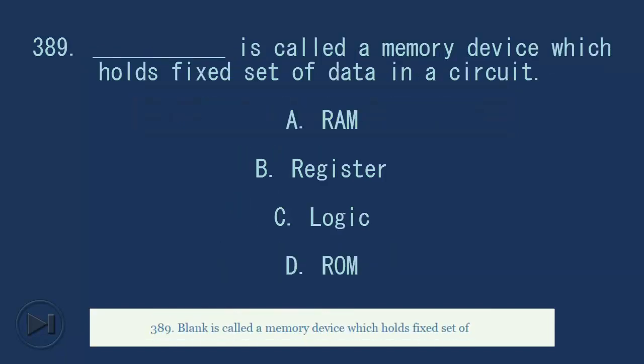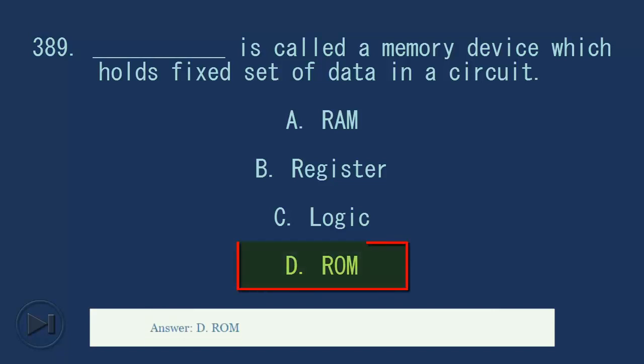389. Blank is called a memory device which holds fixed set of data in a circuit. A. RAM. B. Register. C. Logic. D. ROM. Answer: D. ROM.